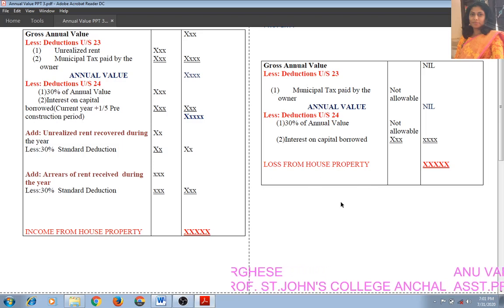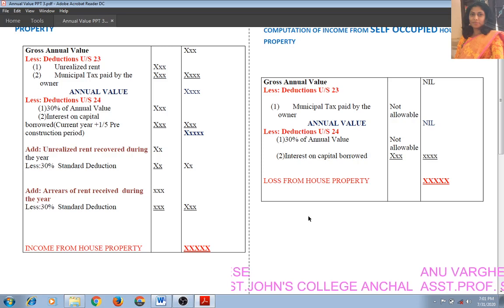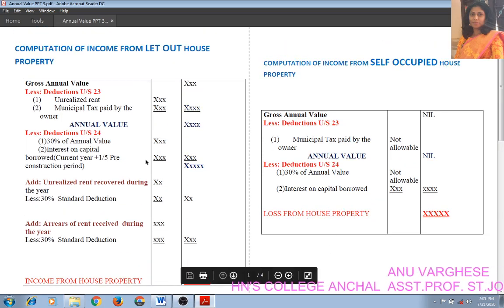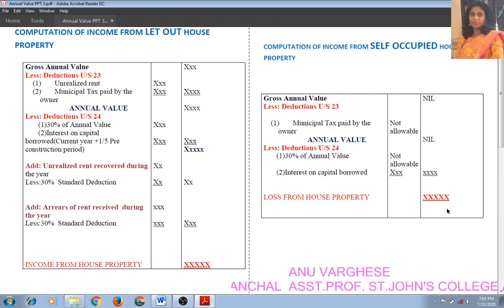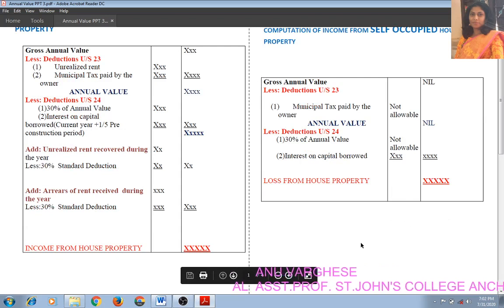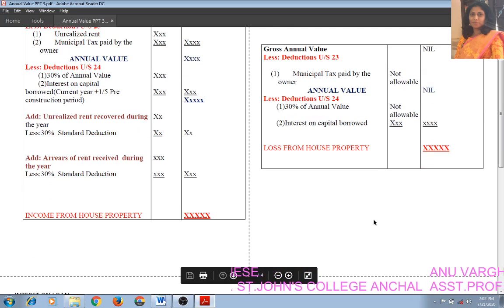It is loss from house property. Okay, hope you understood how to compute income from let out house property and income from self occupied house property. You will understand it more clearly when we do problems.